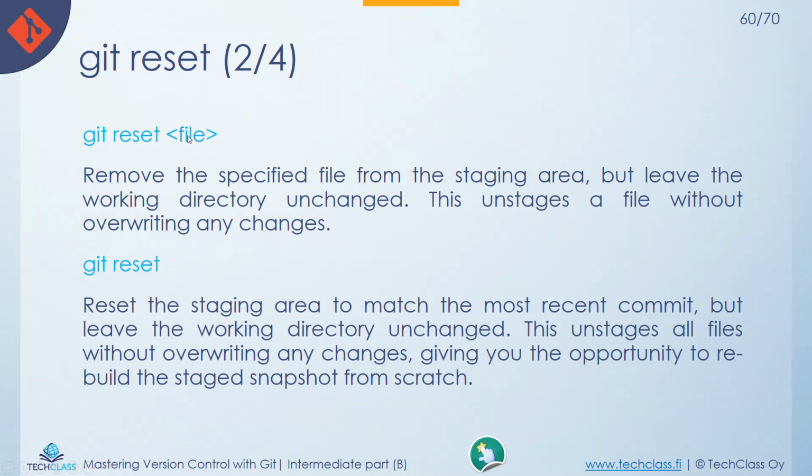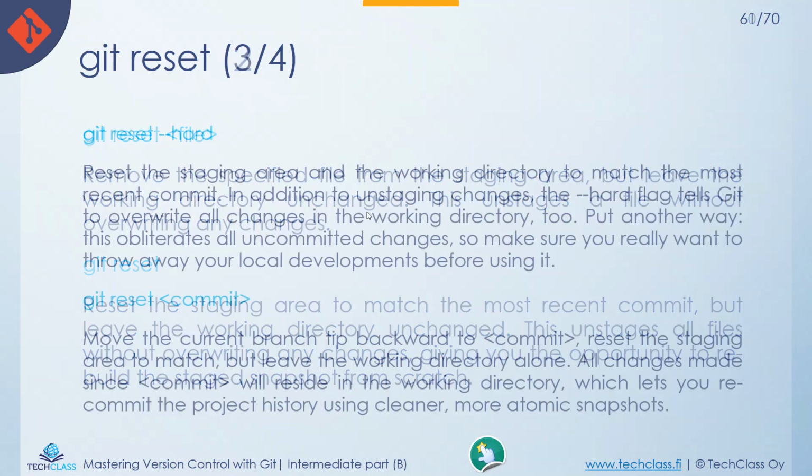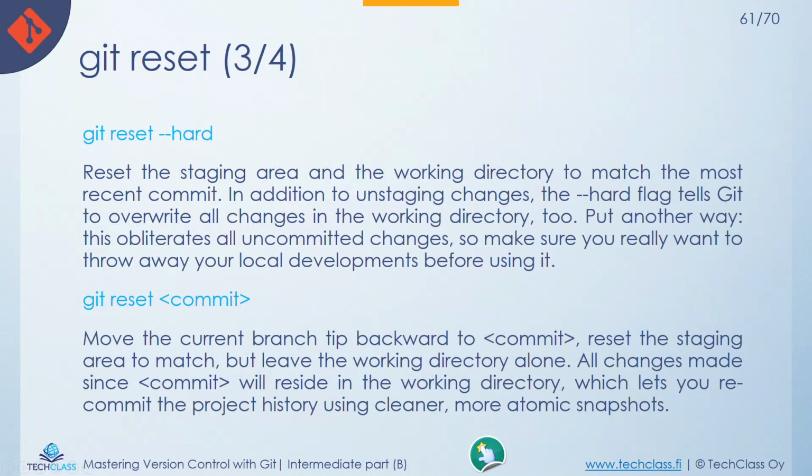We can either reset a file by git reset and the file name, or git reset the whole staging area, which will be matched with the most recent commit. If you make sure that the changes are not going to be used ever again, we can use --hard as well to totally overwrite all the changes in the working directory.